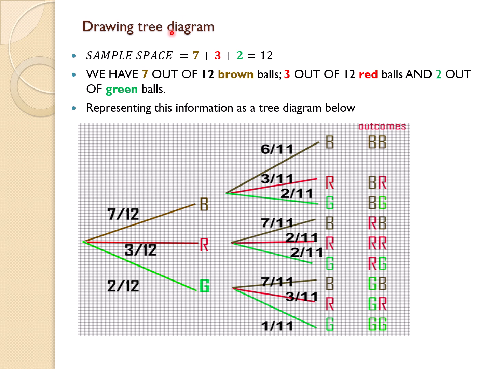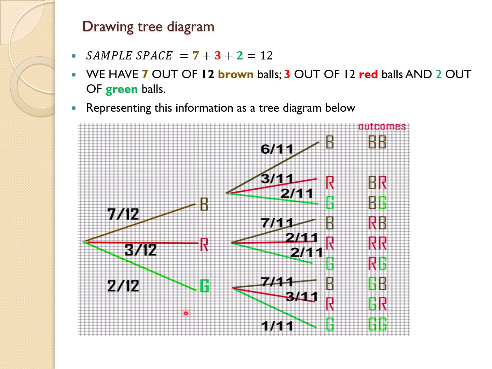So drawing a tree diagram, I first need to understand my sample space. 7 brown, 3 red, plus 2 green. That gives me 10 plus 2 is 12 balls. So 7 out of 12 is brown, 3 out of 12 red, and 2 out of 12 is green. Those are my probabilities that go on my first branches. So first, drawing the tree diagram, I can select a brown ball, a red ball, or a green ball. So I can select 7 out of 12 brown balls, 3 out of 12 red balls, or 2 out of 12 green balls.